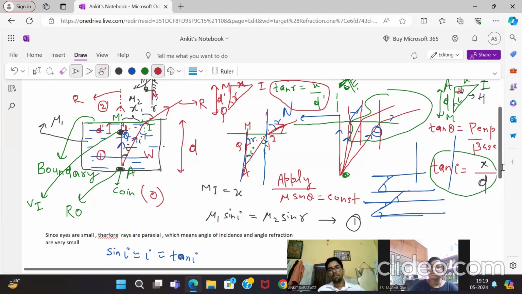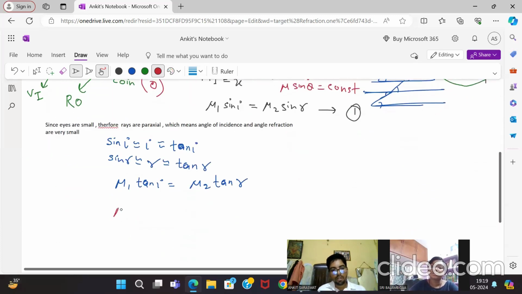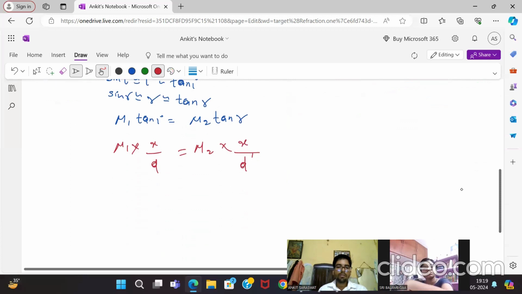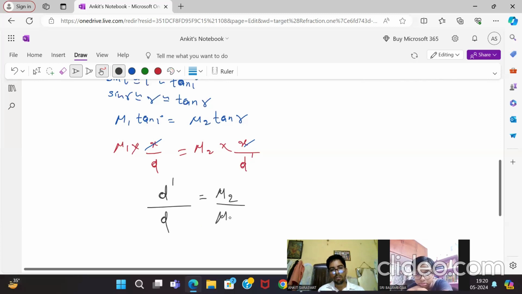Now put this value here. Tan I is how much? X by D. mu2 tan R, X by how much? D dash. X by D dash. Now see this very, very carefully. X cancels out. Then what you got? D dash by D equal to mu2 by mu1. Very, very important relation.